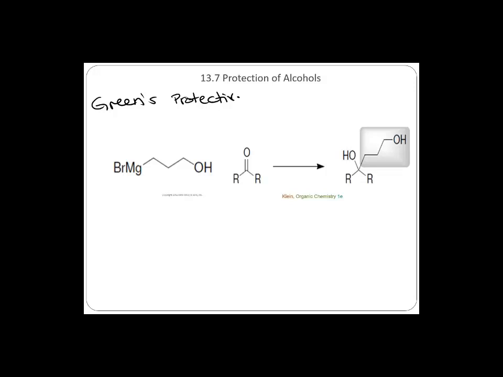So here's an example. Let's say I wanted to do a Grignard where I wanted to use this Grignard to react with this ketone. But the problem is that the Grignard I want to use has an alcohol in it, so it would actually react with itself.